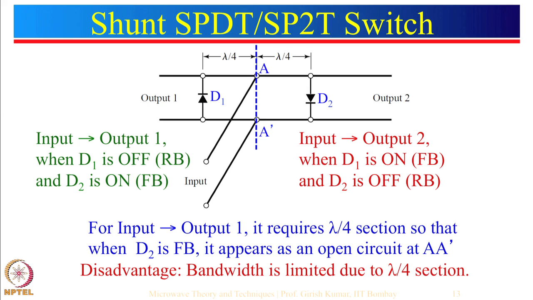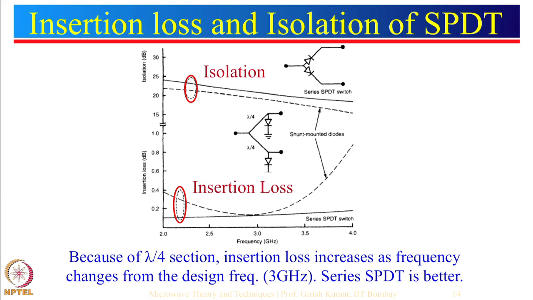So, the disadvantage of this particular configuration is that due to lambda by 4 section, bandwidth is limited. However, for narrow band application, it is a fairly good circuit. Now, let us just look at the responses of these two particular configurations.